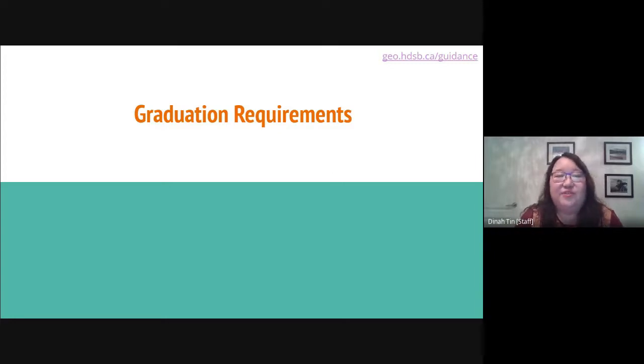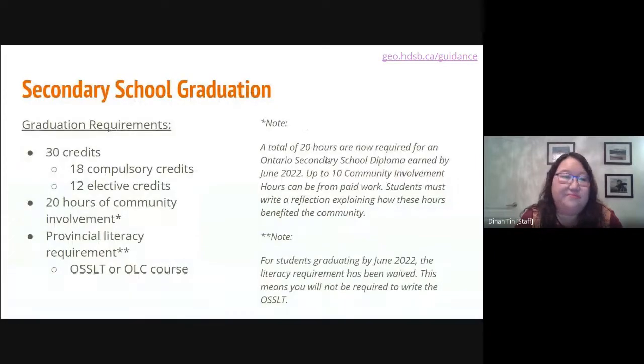So we're going to just review some graduation requirements. The main graduation requirements to obtain your OSSD or your Ontario Secondary School Diploma, the first thing are the 30 credits. There are 18 compulsory credits and 12 elective credits. We've reminded students that they should go on My Blueprint and just check that they have everything that they need to graduate. If something doesn't look right on My Blueprint, please ask your student to make an appointment to see us, and we can take a look at all their credits to make sure they have what they need.